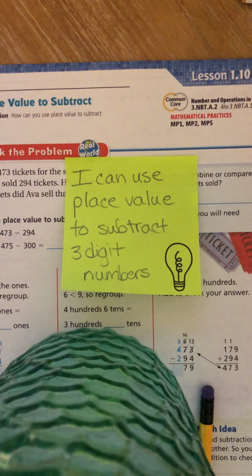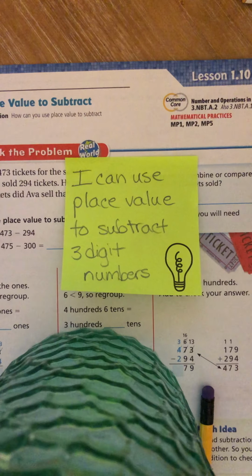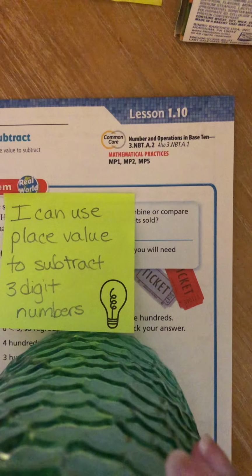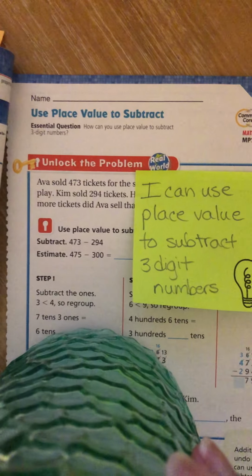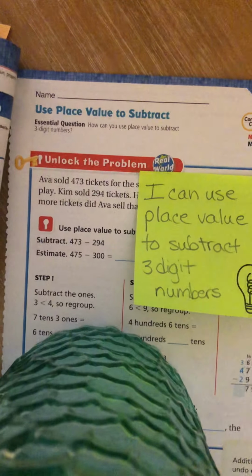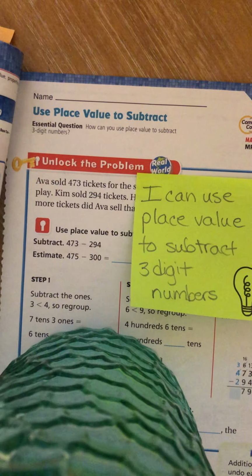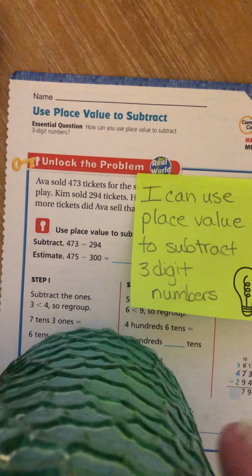We have a new math lesson that we are going to do today. Today we are going to be on lesson 1.10. You see that in the upper right-hand corner. At the top it says, use place value to subtract. Remember we were talking about, we are going to be subtracting now that we've done addition.